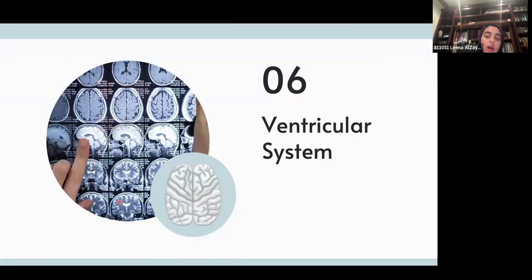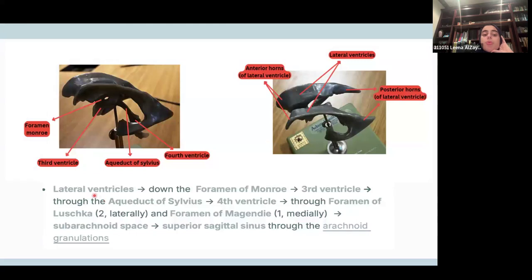Last anatomy lab before we do micro and be done. So the ventricular system, it's a reminder of the steps. So we start with the two lateral ventricles, and then the foramen of Monro, third ventricle, aqueduct of Sylvius, fourth ventricle, foramen of Luschka and foramen of Magendie, and subarachnoid space, and then superior sagittal sinus through the arachnoid granulations.